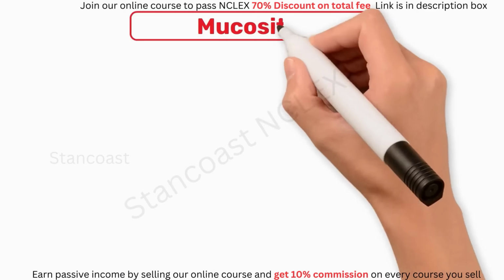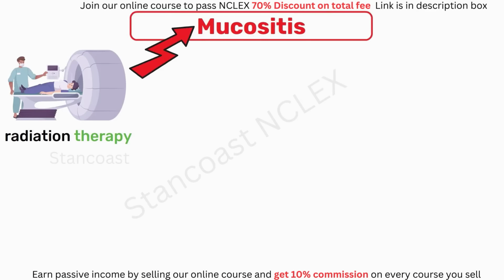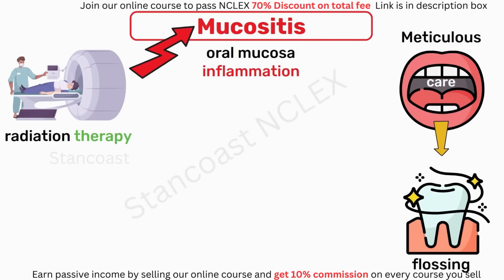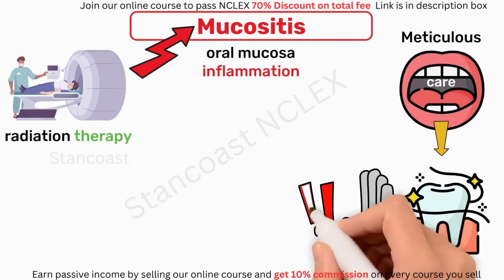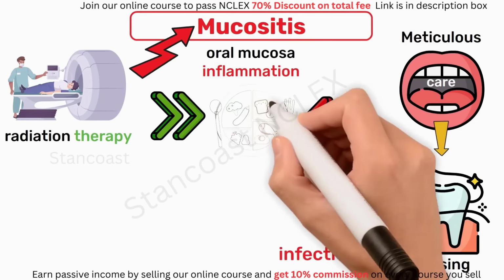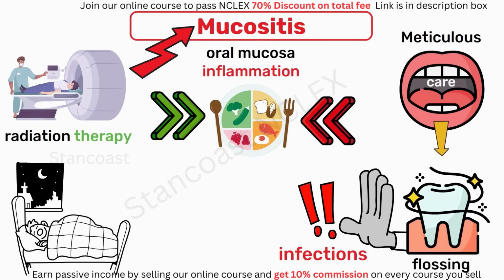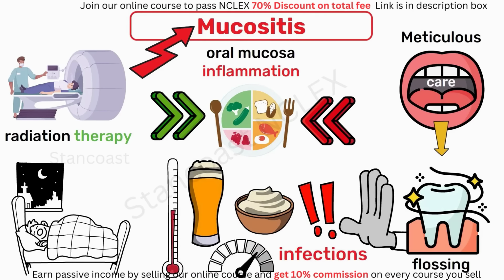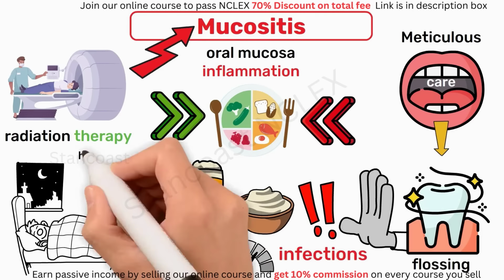Because mucositis results from radiation therapy, leading to oral mucosa inflammation. Meticulous mouth care, inclusive of flossing, is crucial for clients with mucositis to prevent infections. This care should be given before and after meals, at bedtime, and as required. Foods and drinks with extreme temperatures should be avoided. Using half-strength hydrogen peroxide on irritated tissues is too abrasive.